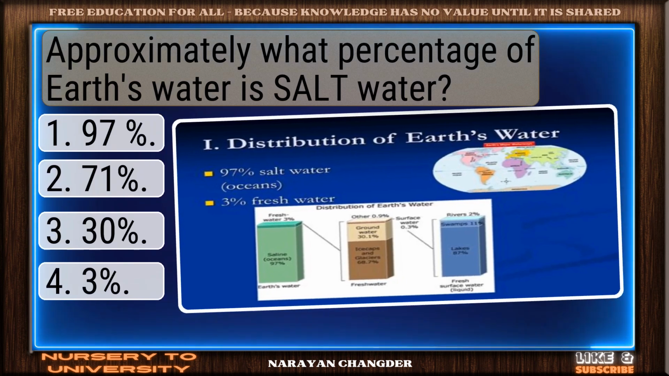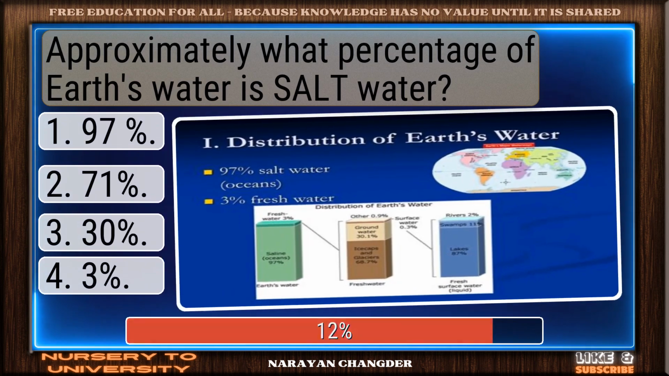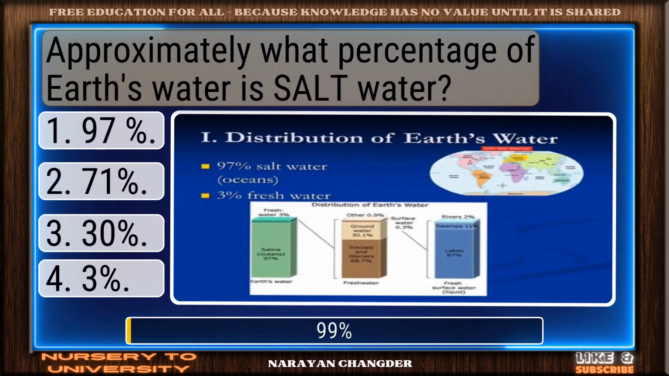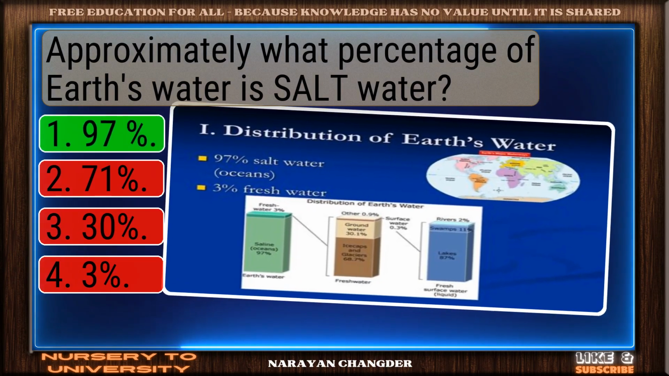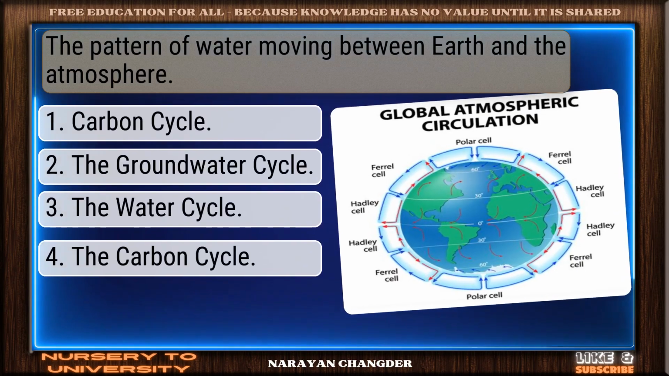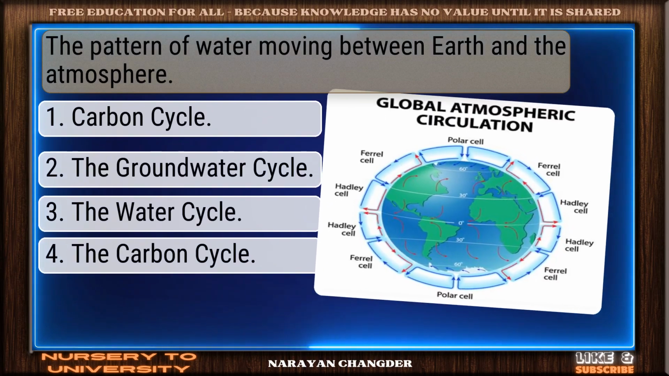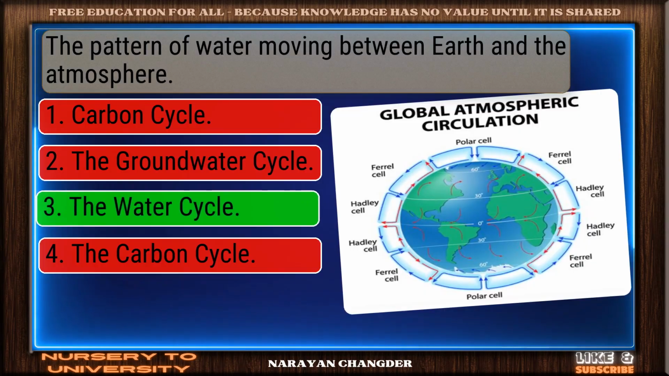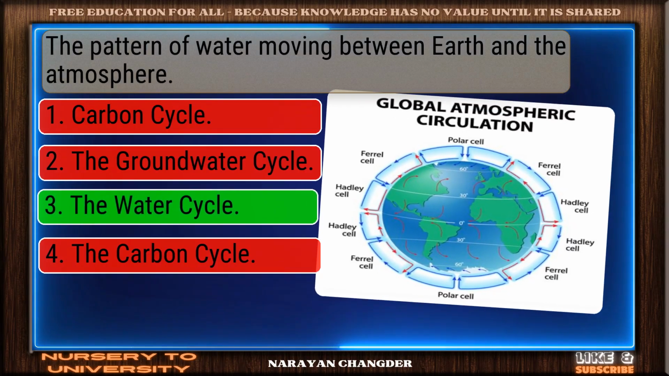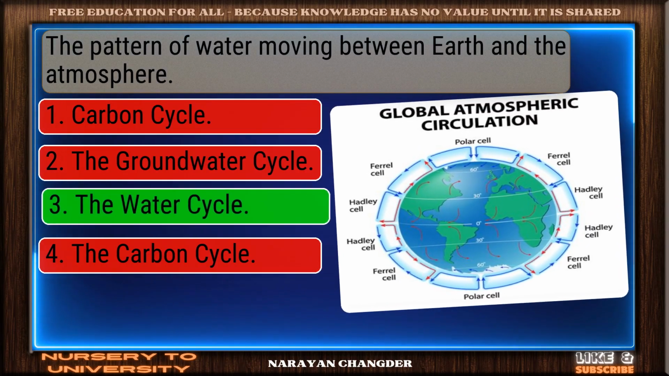Approximately what percentage of Earth's water is salt water? Good job. Your answer, 97%, works well here. The pattern of water moving between Earth and the atmosphere. Nice work. You chose the water cycle and it is correct.